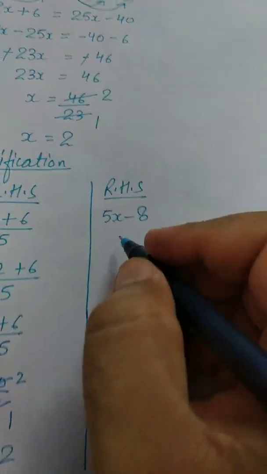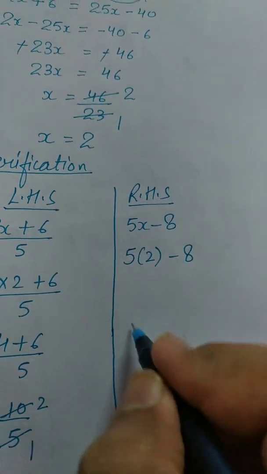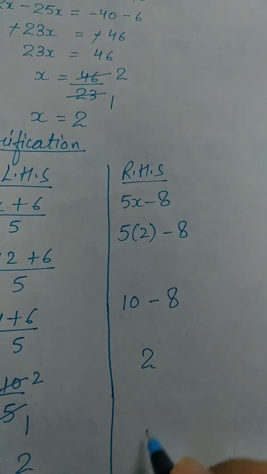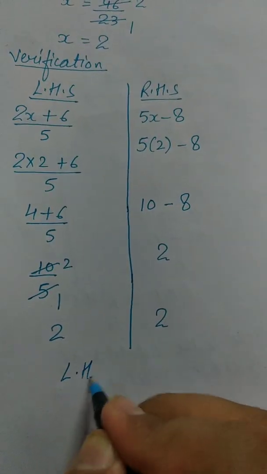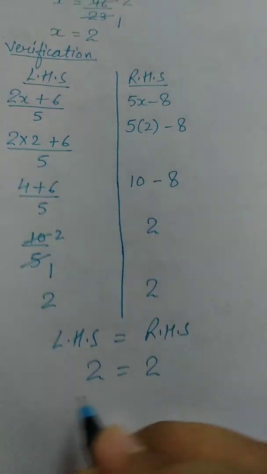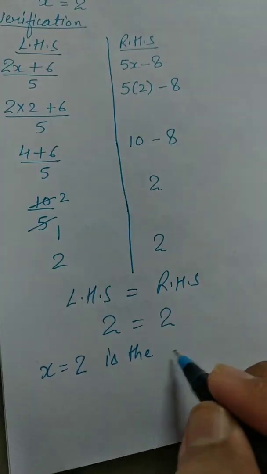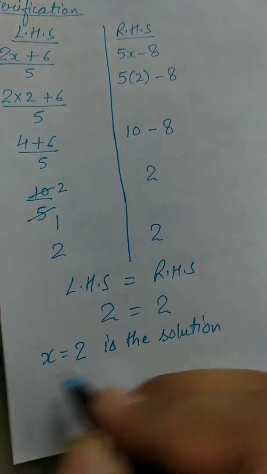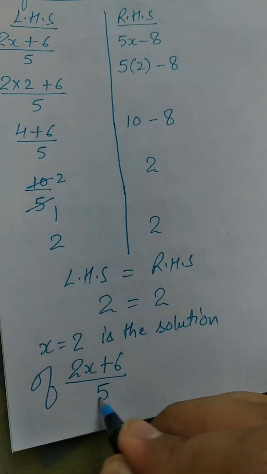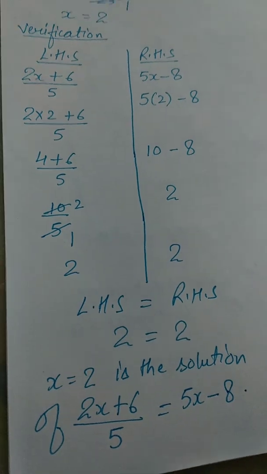Now come to the RHS. 5, put the value of x. 5 times 2 minus 8. 5 2s are 10 minus 8. 10 minus 8 is 2. So here the LHS is equivalent to the RHS. 2 is equivalent to 2. So x equal to 2 is the solution of 2x plus 6 upon 5 equal to 5x minus 8. Right? I hope it is clear to all of you.